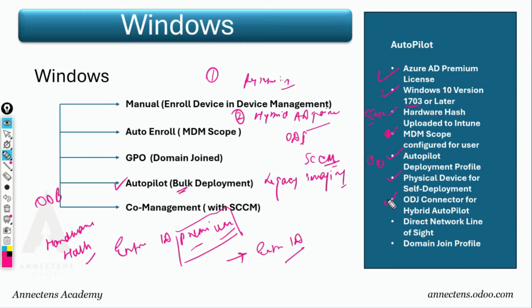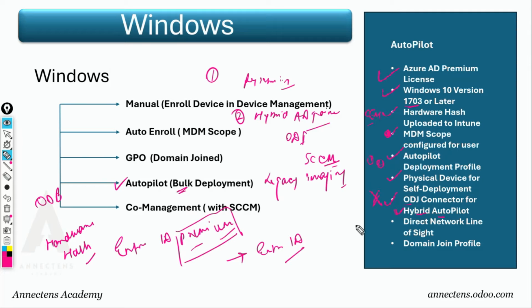And we require an ODJ connector, especially for hybrid Autopilot. So the ODJ connector is not required when you are doing only Intune registration. ODJ is especially required when you're doing a hybrid. This is an interview question. It is being asked, when you're setting up a Windows Autopilot profile, when is the ODJ connector required? So the ODJ connector is especially required when you're doing a hybrid Autopilot profile. If you're not doing a hybrid Autopilot profile, you're just doing testing sort of things, in that case, you don't need ODJ.